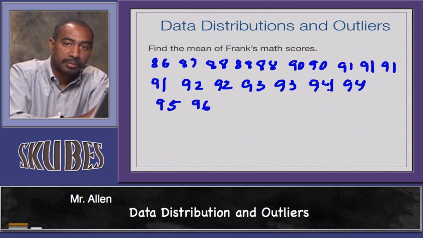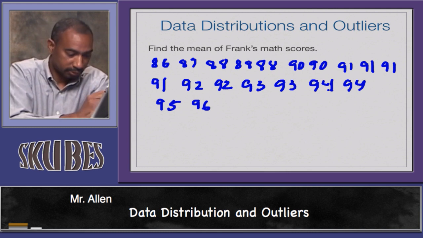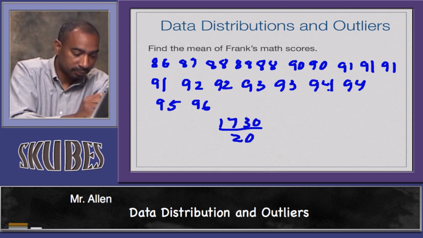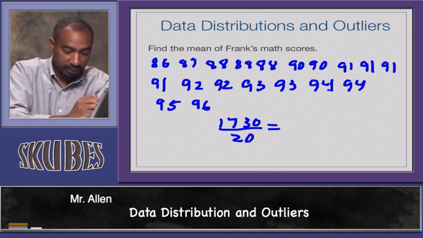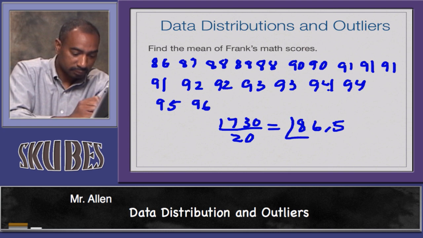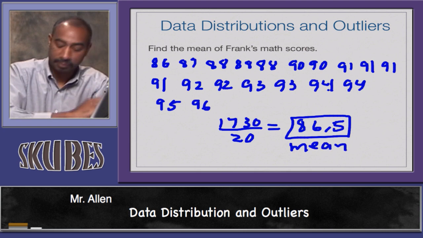And what you're going to do, you're going to add them up and divide it by 20 because 20 is the number of the scores. If you add them up, you should wind up with a 1,730. You're going to divide by 20. That means the mean is going to be 86.5, is the mean or average.